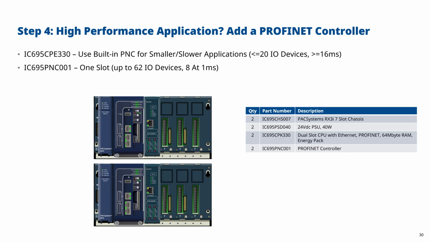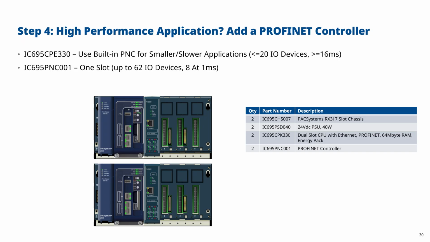So if you've got very high speed updates, then that's where you might want to use the PNC001. You could also add it in now just to be on the safe side. And of course, you could always remove it later if you want to optimize your bill of materials when you understand more about the application. The other reason for having a PNC001 is it also frees up the 2 Ethernet ports on the main CPU. So maybe you're adding a PROFINET controller, not because you need the performance, but just to make sure you've got plenty of Ethernet ports.